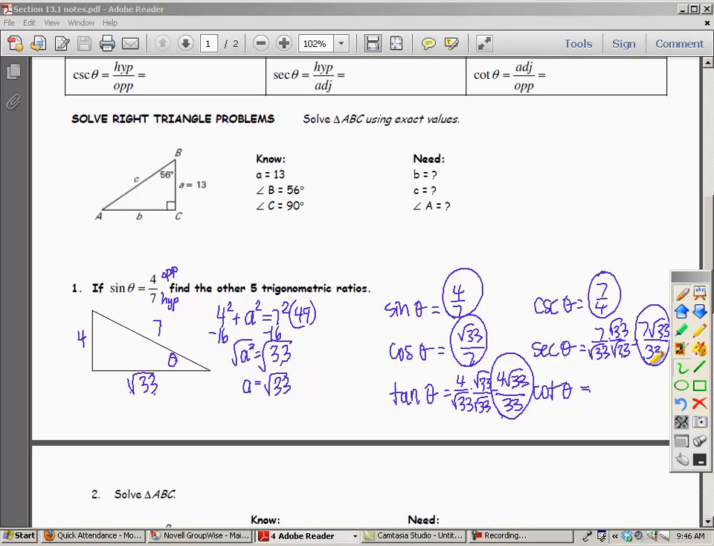Okay, last one. Cotangent flips the tangent. Now what I'm going to do is not use this one. I'm going to go back to this original one right here, and I'm going to flip that. So the square root of 33 over 4. And it's always better to go back to the original before it's rationalized to make sure then that you don't have to mess with dividing things, fractions, whatever else. Okay? Now, so this is the idea. If I give you one trig value, you can find the other 5 by drawing a triangle and labeling all 3 sides. So let's go back to the top part again.